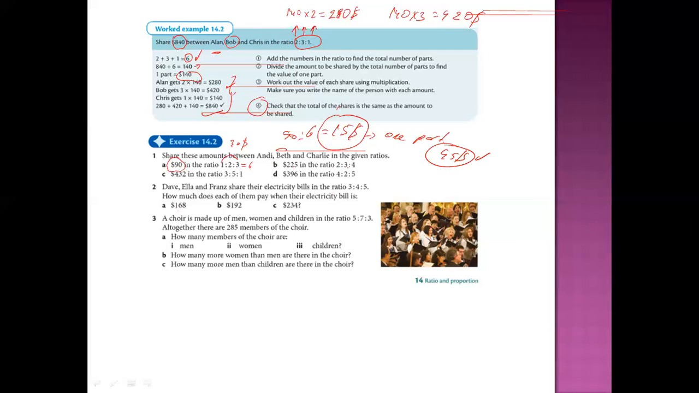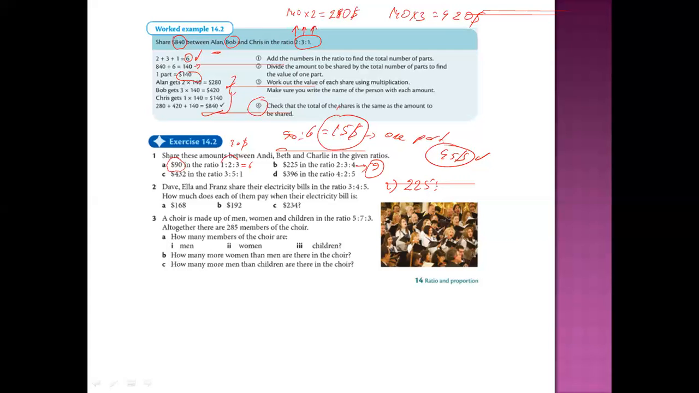So, in option B, we have a different amount and different ratios. In the ratio 2, 3, 4, first of all, we should add all the numbers of the ratio. 2 plus 3 is 5, plus 4 is 9. Okay, the total number of parts is 9, and the original amount of money is 225.